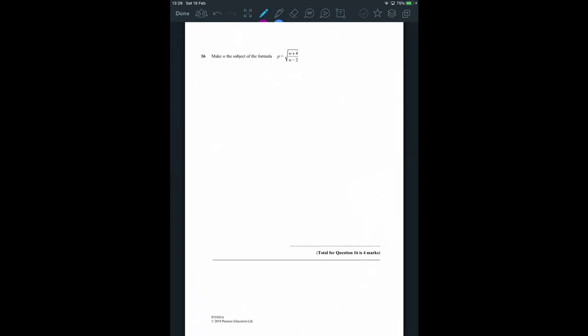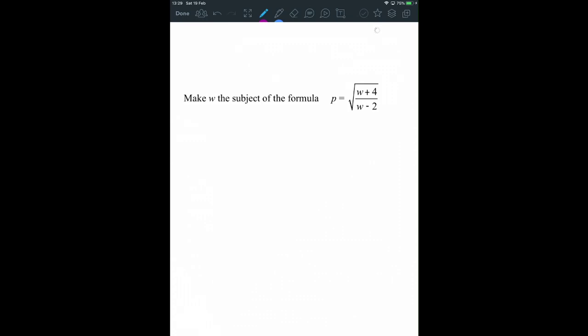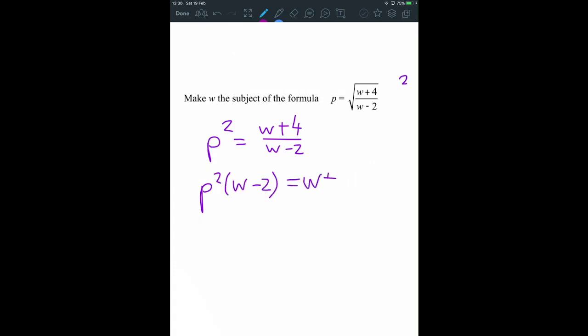Question 16, make W the subject of quite an unpleasant looking square root of a fraction. Let's first get rid of that square root. So we're going to square both sides. So p squared, squaring the fraction just removes the square root. I don't like fractions if I can help it, so I'm going to get rid of the fractiony bit, multiplying up by the denominator. I now have brackets. If I can help it, I'll get rid of brackets. And now I've made arguably the nicest expanded version of the equation.